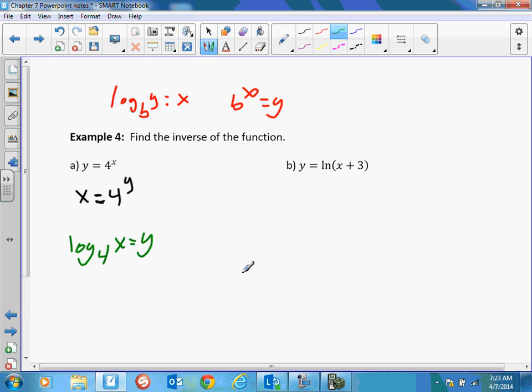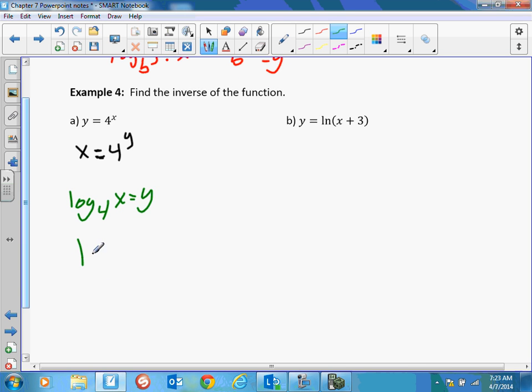And now I have y solved for. And if you look at it backwards, 4 to the y power equals x. You always look at the base to the power what it's equal to equals x, which means the same thing. So our answer will be log base 4 of x equals y.